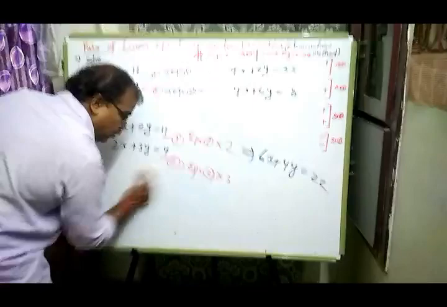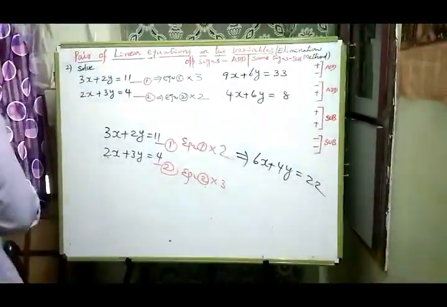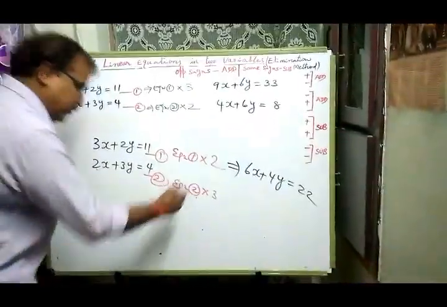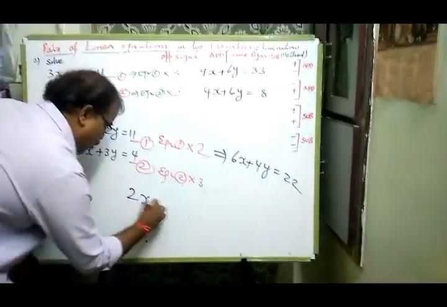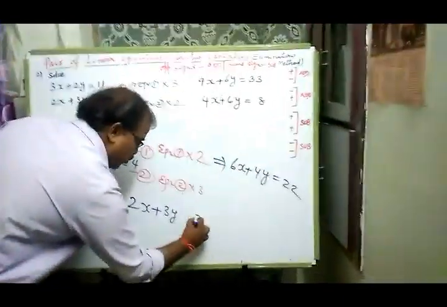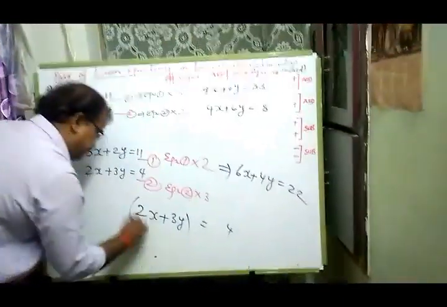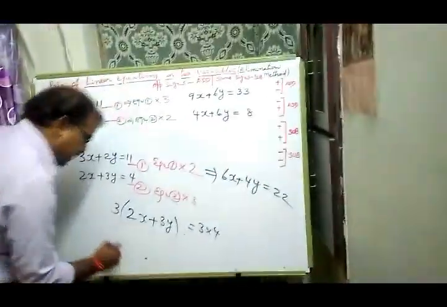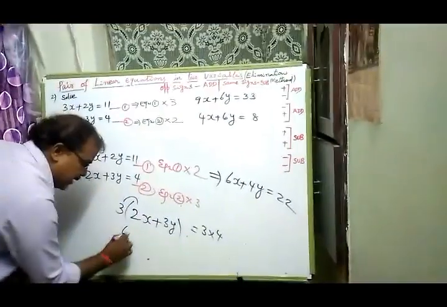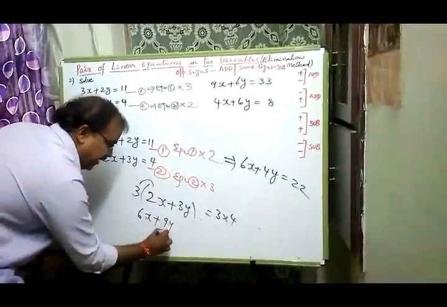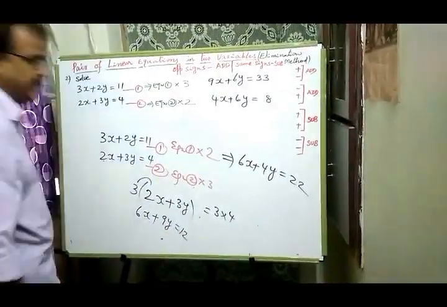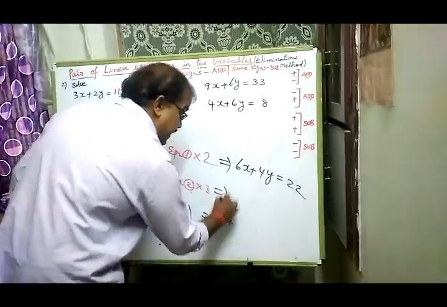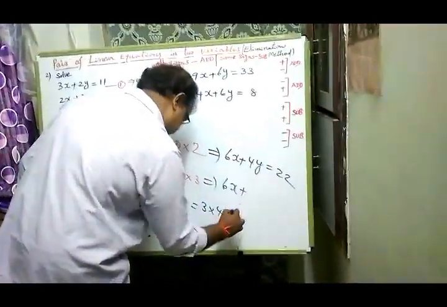Now what about equation 2? Equation 2, 2x plus 3y is equal to 4, into 3. That is nothing but 3 2s are 6x plus 3 3s are 9y is equal to 12. So 6x plus 9y is equal to 12.